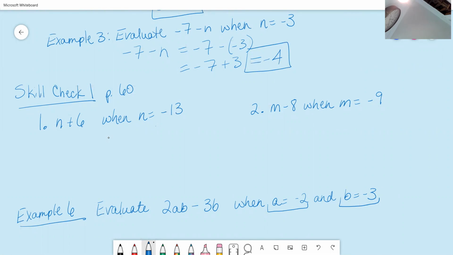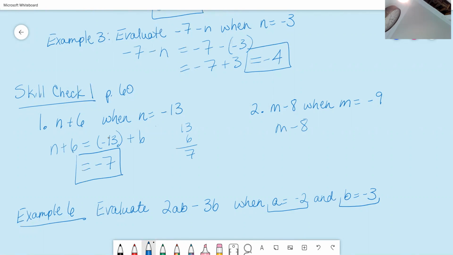So on skill check 1, number 1, we have n plus 6 when n is negative 13. So we have n plus 6 equals negative 13 plus 6. So again, adding unlike signs, so you find the difference. 13 take away 6 is 7. And because your largest absolute value is negative, then your answer also must be negative. So answer here is negative 7.